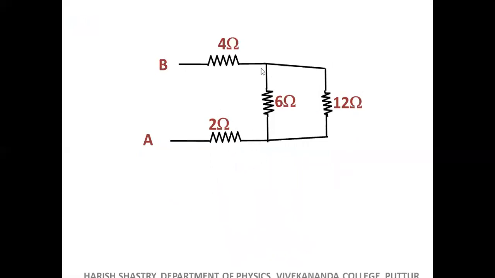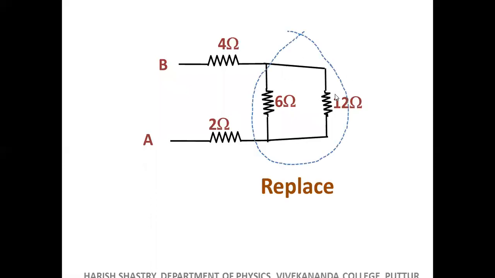Now what next? Shall we do this series? Do you agree? No, this is not in series. This is in parallel first. Because if you do these three in series, where will you connect the 12 ohm? The 12 ohm is connected across the 6 ohm. 12 ohm is the friend of 6. If you make all these friends together, then the 12 ohm is alone. So make this parallel first.